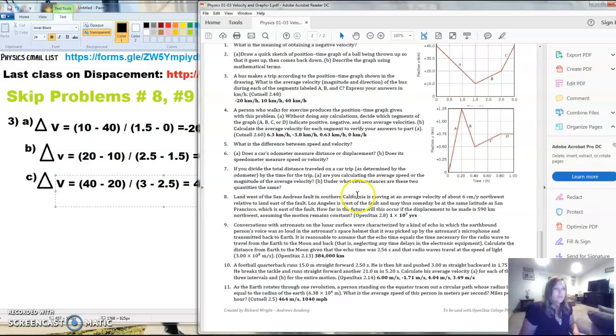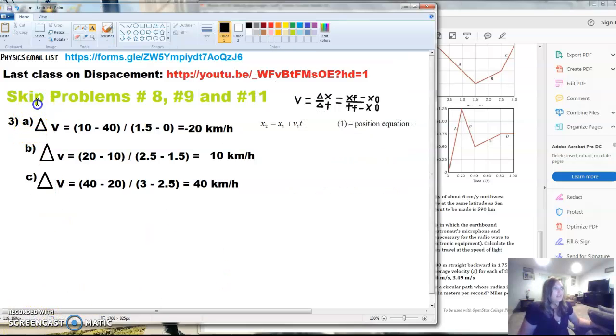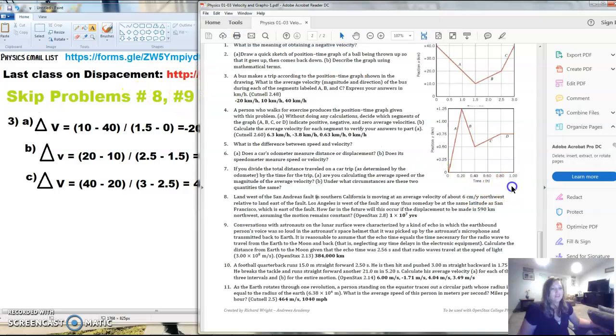Okay. So the rest of these you should be able to do on your own. If you need more help, just come downstairs and see me. I'd be happy to help you finish this homework assignment. Again, skip problems 8, 9, and 11 unless you are in AP or really want to do multiplication with scientific notation and figure out how fast the Los Angeles fault in California is moving.